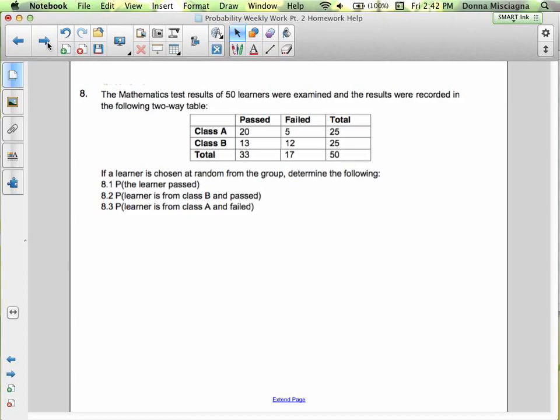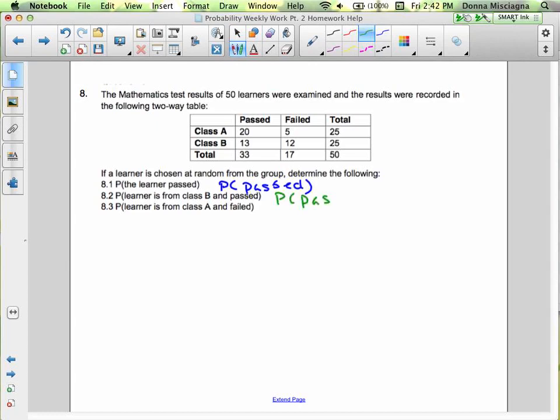The learner is from class B and passed. The learner is from class A and failed. All right, so none of these are conditional probabilities. The first one is just the probability of passing. The second one is the probability of B and passed. Oh, excuse me, B, not that it makes any difference.